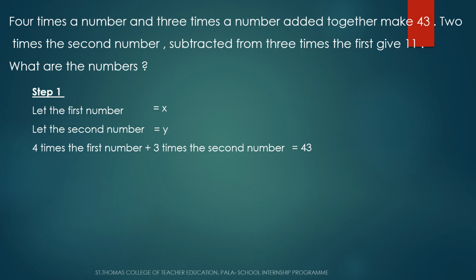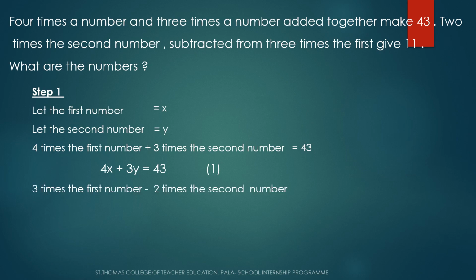Now can you tell me this in terms of equation? What is 4 times first number? 4x. What is 3 times second number? Good, 3y. So the equation is 4x plus 3y equal to 43, and we call this equation number 1.